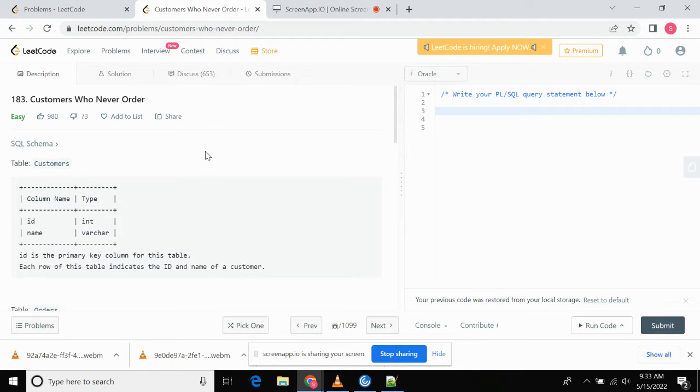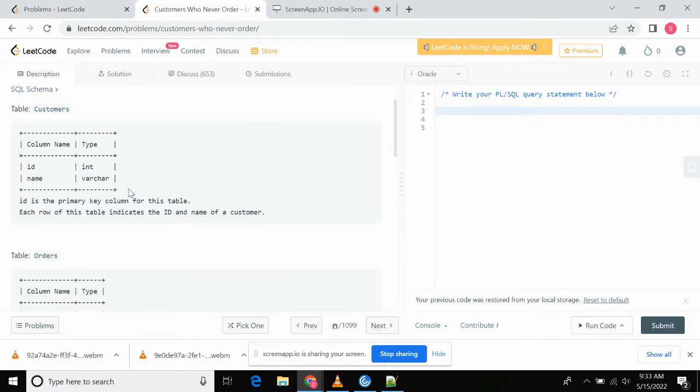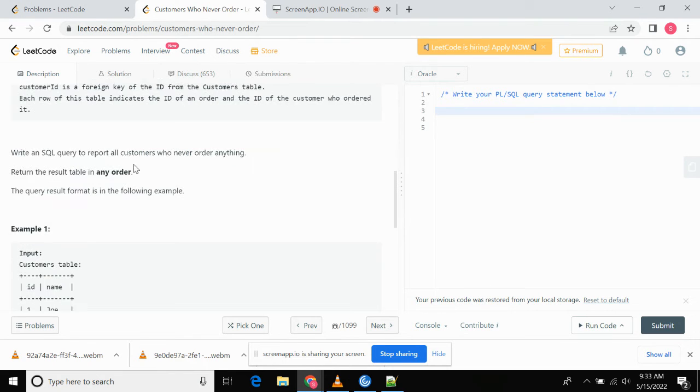Hi guys, so today we are going to cover one of the interesting questions that is basically asked in interviews. Whether you go for any service-based company interview or any product-based company interview, we have to write a SQL query to report all the customers who never order anything.